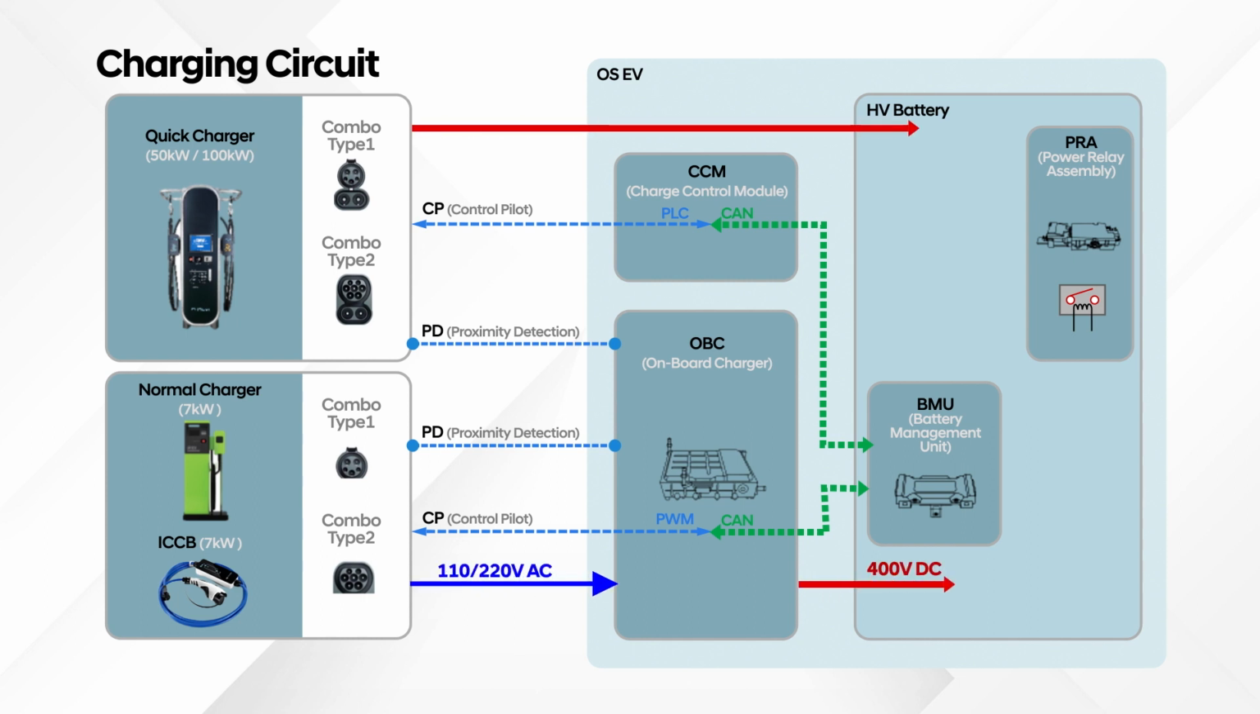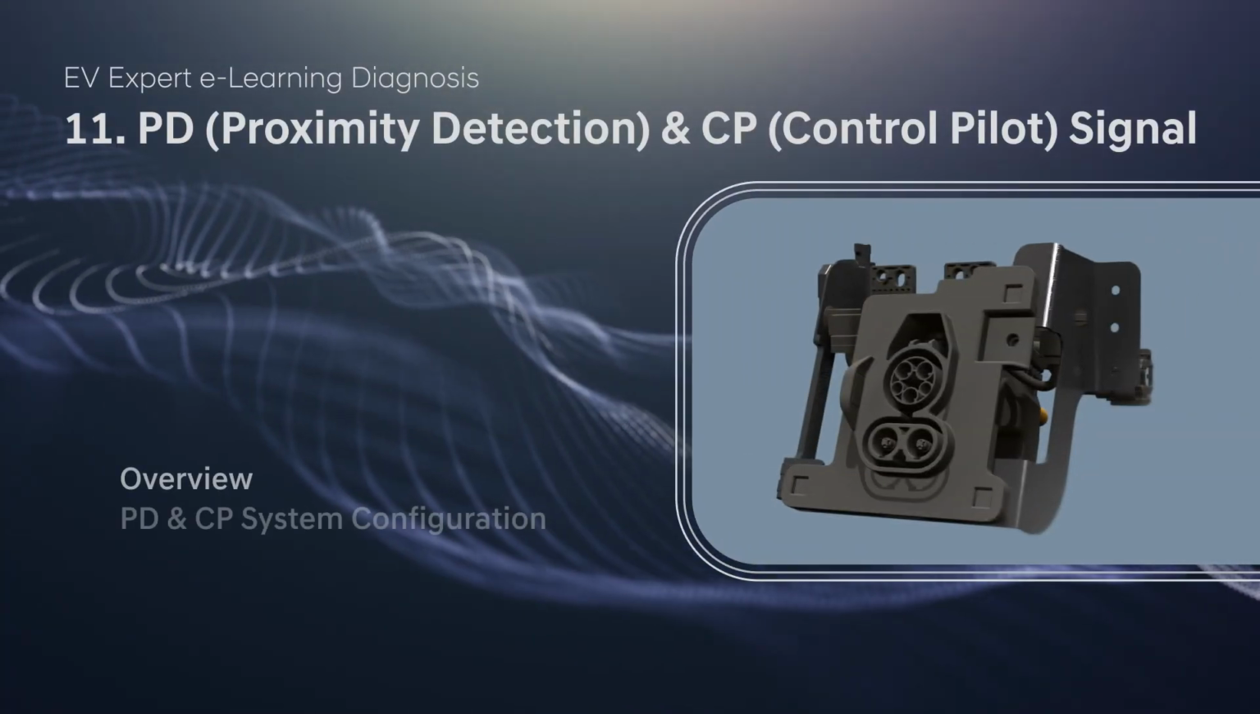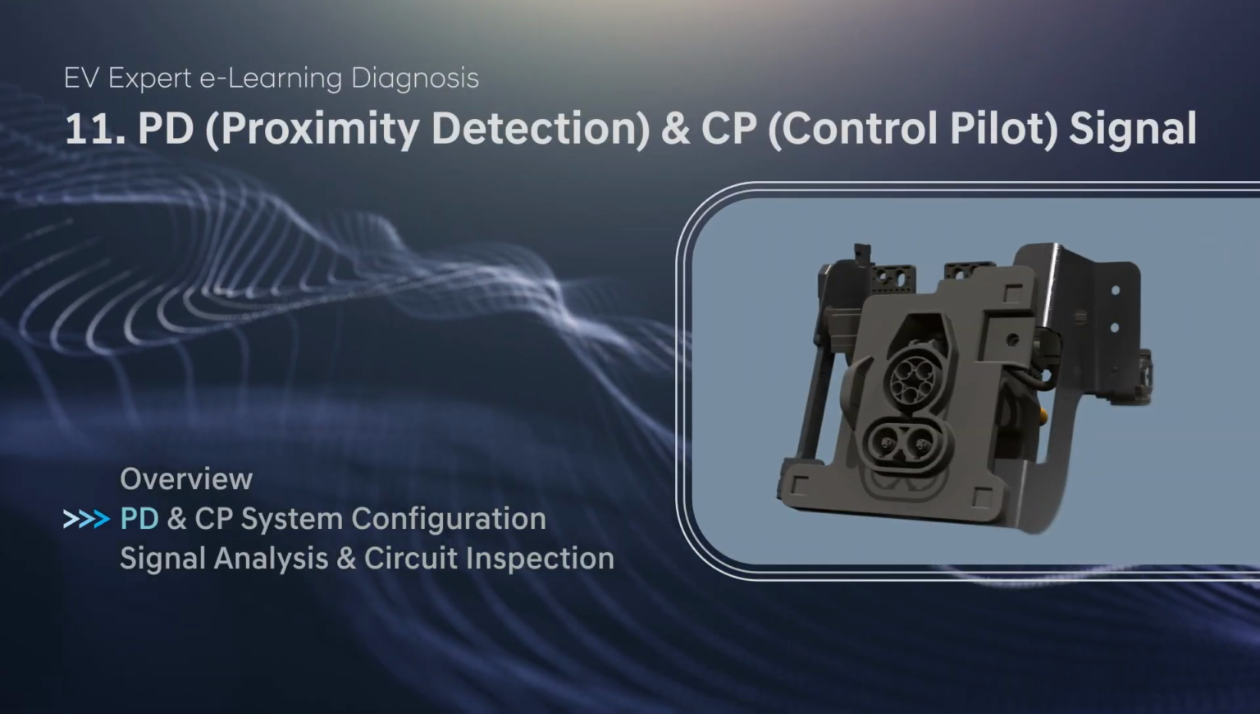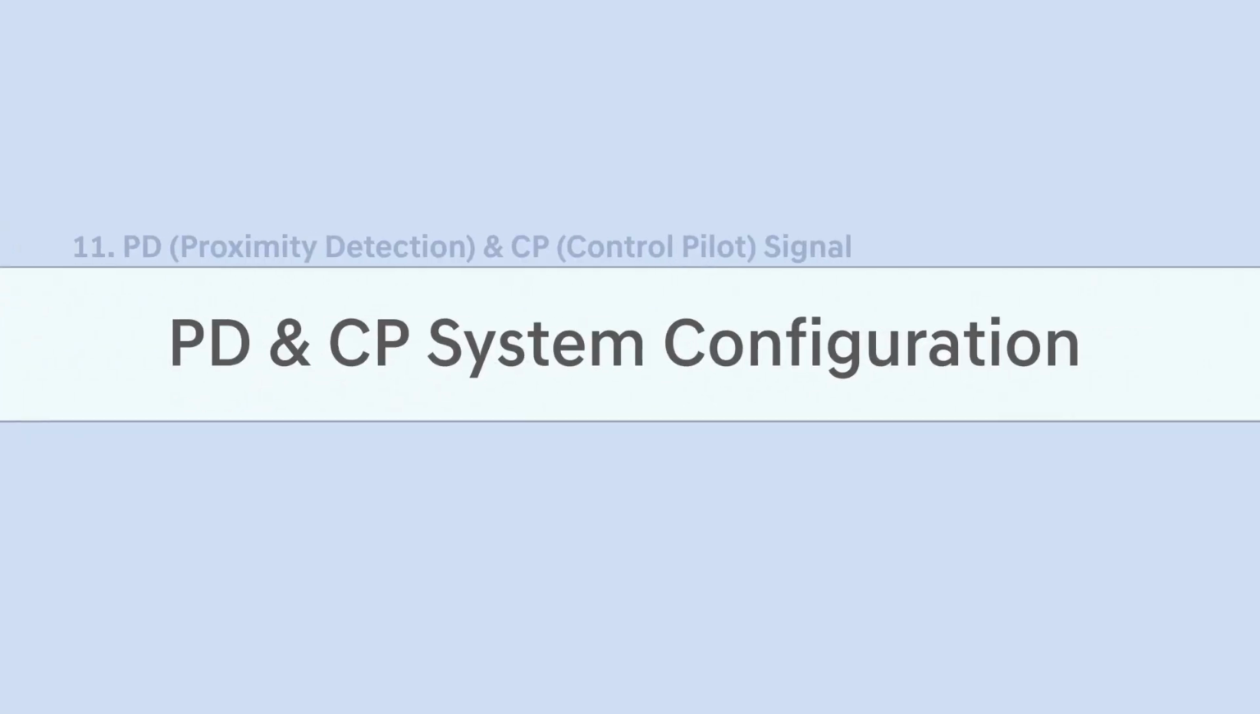Therefore, CP and PD signals are very critical in the EV charging process. Now, let's take a look at CP and PD signals in detail. PD, proximity detection, and CP, control pilot signal. PD and CP system configuration.